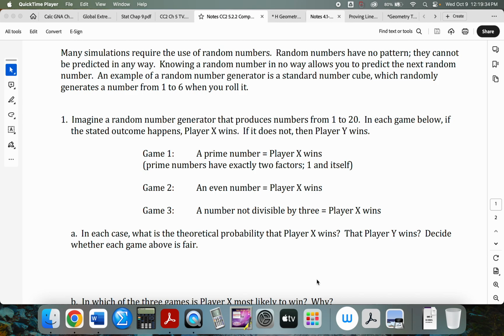An example of a random number generator is just a standard number cube, which usually generates numbers from 1 to 6 when you roll it, right? They also make other sizes. For anyone who's ever played a role-playing game, they make 4-sided, 6-sided, 10-sided, 20-sided dice. There are all these different numbers of sides. I think there's an 8 also? I can't remember. I know there's a 20.